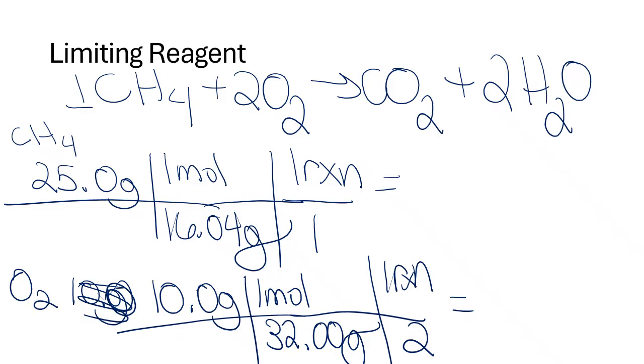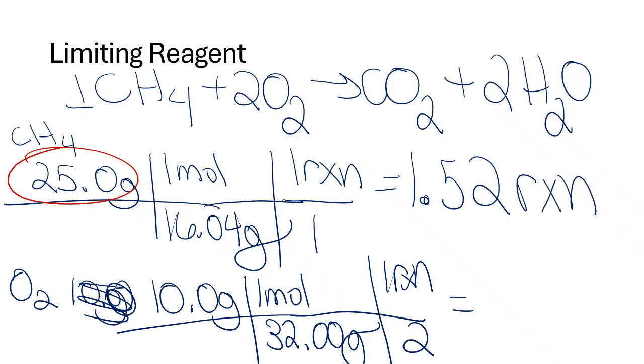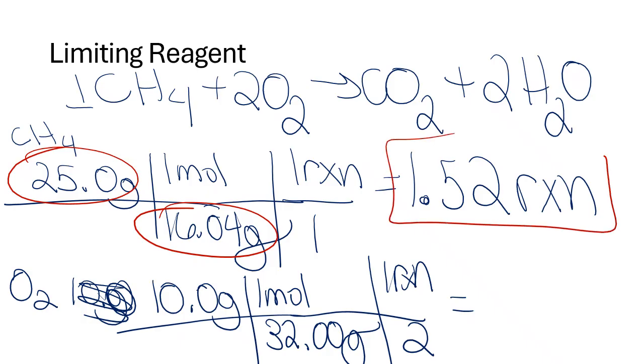So the lower of the two numbers is going to be the limiting reagent. So for methane or CH4, I got 1.52 reactions. Now I'm looking at sig figs. 3 sig figs there, 3 sig figs there, 3 sig figs here.